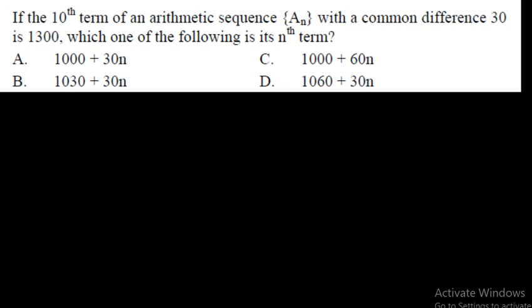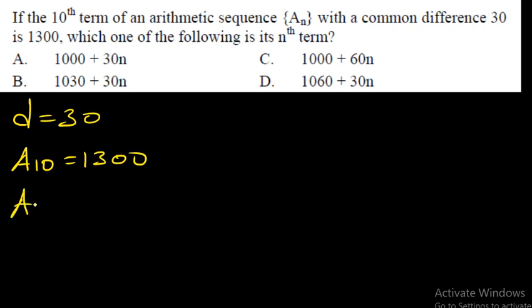Okay, next one. If the tens term of an arithmetic sequence with common difference 30 is 1300. Okay, there is an arithmetic sequence, the common difference is 30, and A10 also given to us 1300. Look at the statement. If the tens term of an arithmetic sequence with common difference 30, I mean the common difference 30, it is 1300. This 1300 is just the tens term. Which one of the following is the nth term? That means we need to find an.